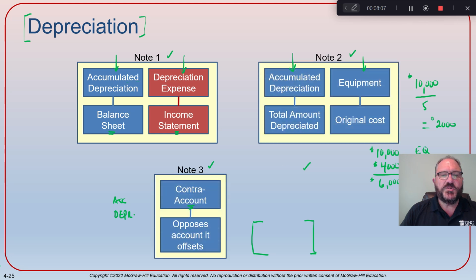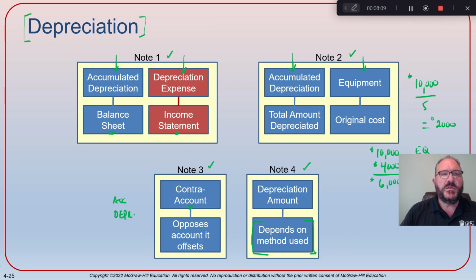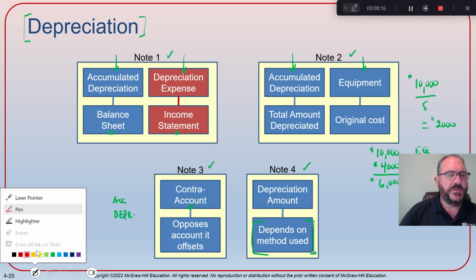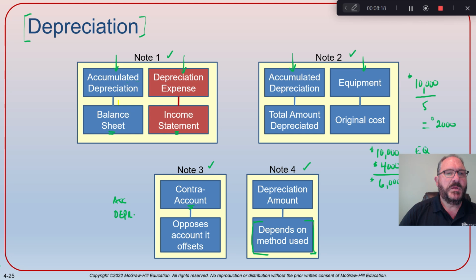All right, so now all they're doing here is they're showing you a little bit about depreciation. So accumulated depreciation is on the balance sheet. Depreciation expense is on the income statement. That's how we allocate it. Notice accumulated depreciation, you have equipment at its original cost, and then you have the total amount depreciated.